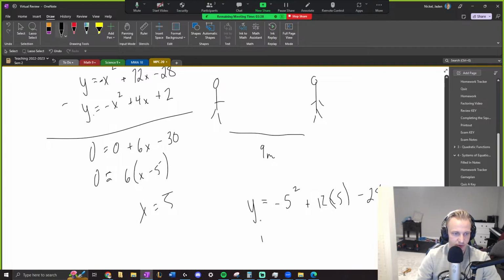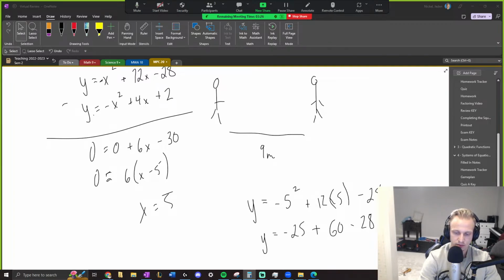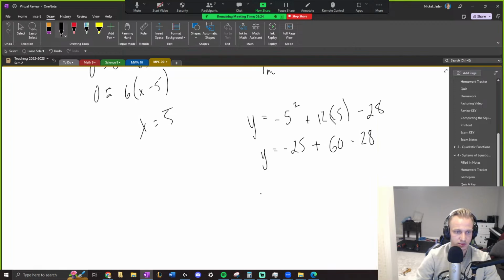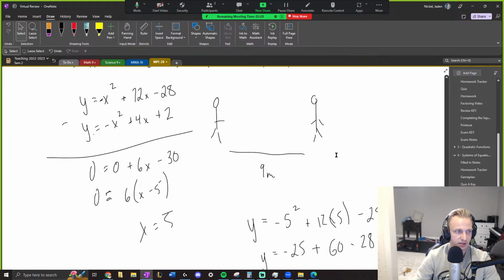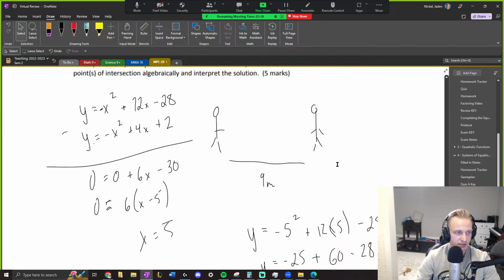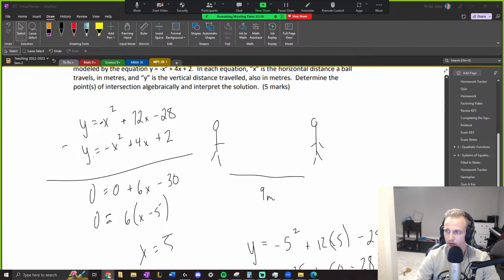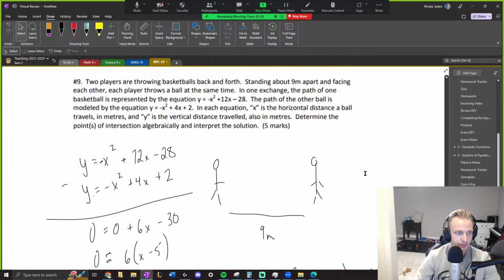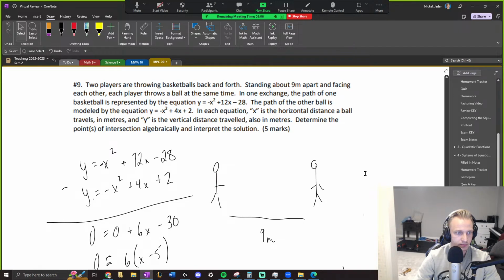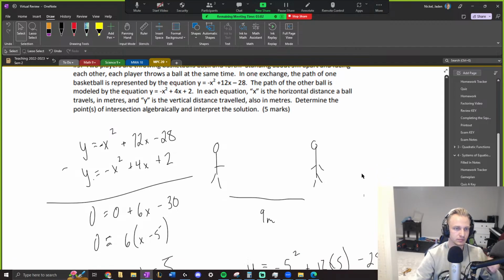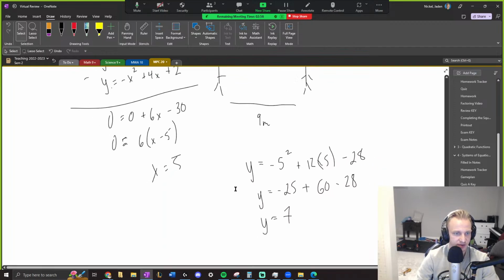So y is equal to negative 25 plus 12 times 5 is 60 minus 28. So at a height of 7, these two will intersect. And then that would be it. So I guess at a height of 7, they would intersect.